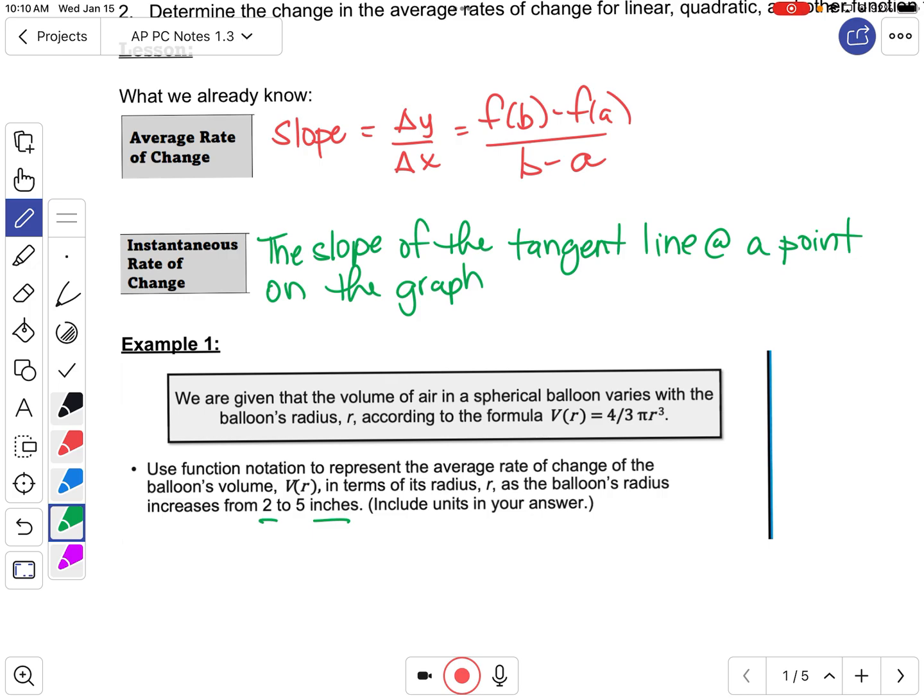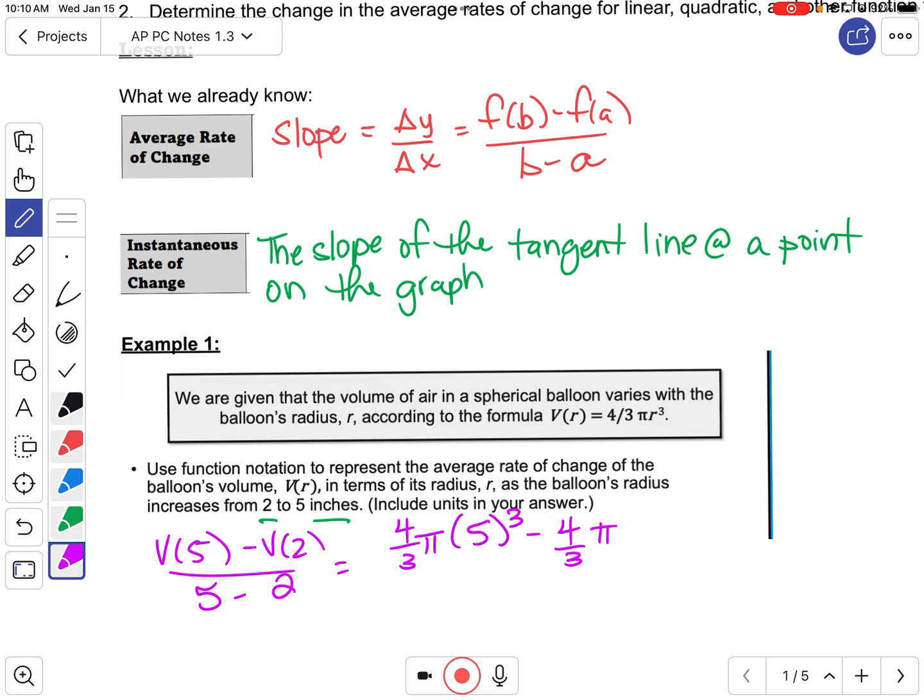All right, so let's take a look at this one. We've got our volume formula up there, 4/3 pi r cubed, and we're looking to do V at 5 minus V at 2 over 5 minus 2. Basically we're just plugging things in. 4/3, you've got that pi button, so it's good to use it. Minus 4/3 pi times 2 cubed, all over 3. Did we get 163.363?